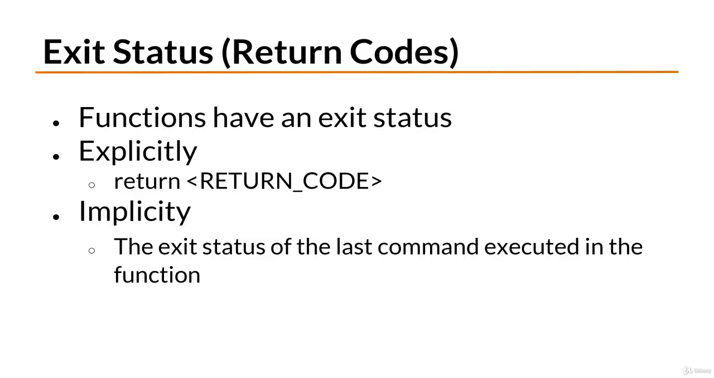Functions are really like shell scripts within a shell script. Just like a shell script, a function has an exit status, which is sometimes called a return code. This exit status can be explicitly set by using the return statement and following it with the status you would like to return. If no return statement is used, then the exit status of the function is the exit status of the last command executed in that function.